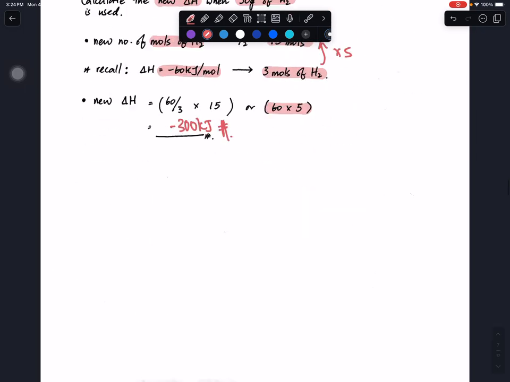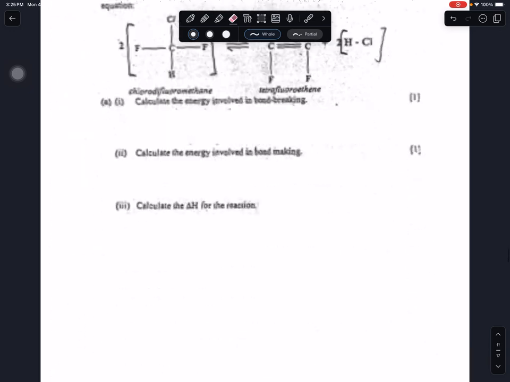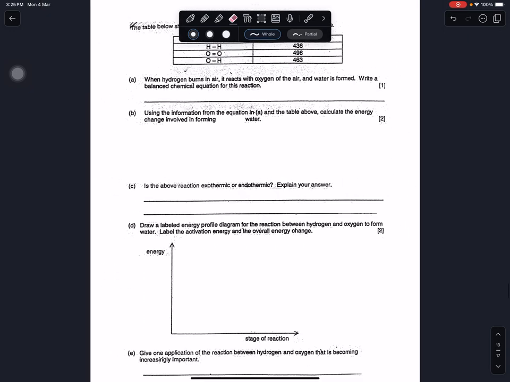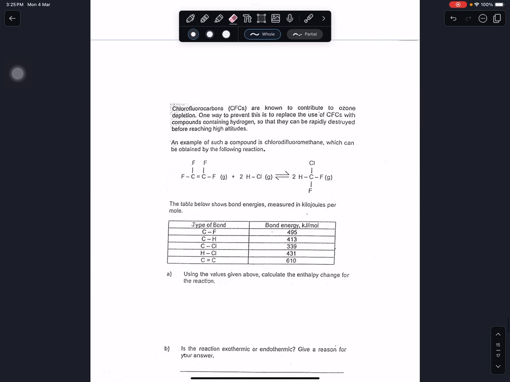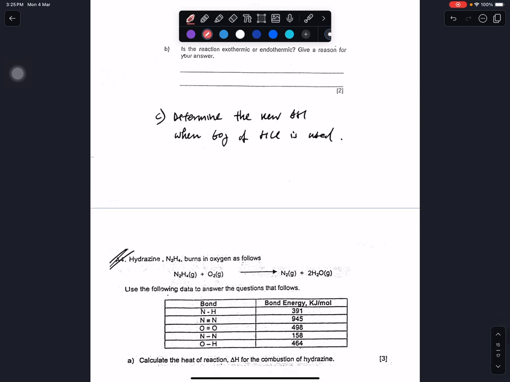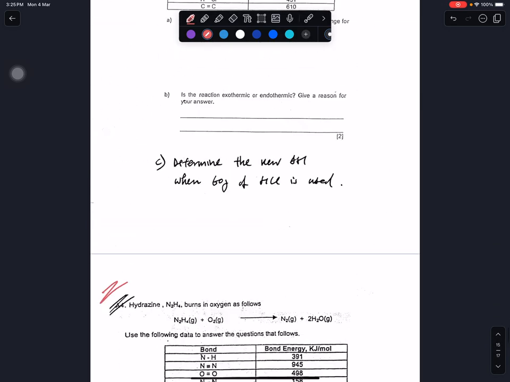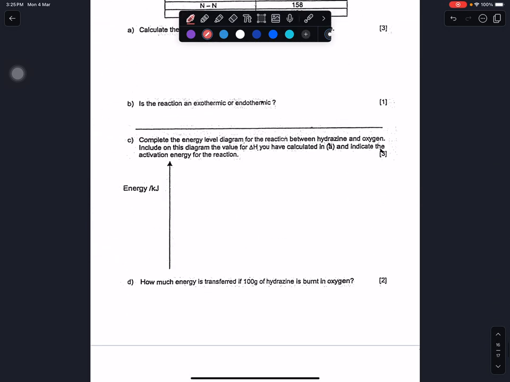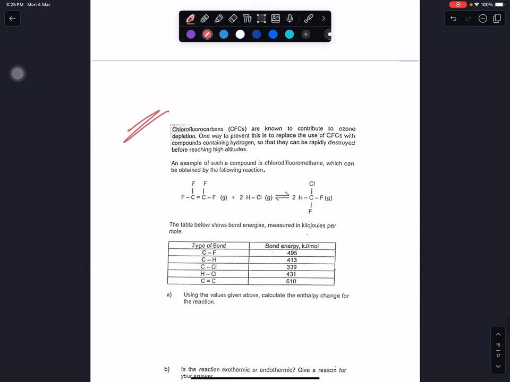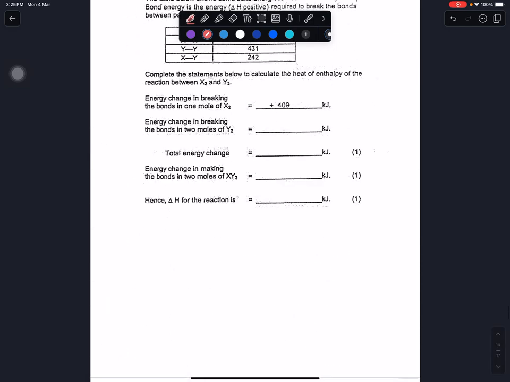So if you're okay, let me just direct you to more questions to try. I want you guys to try the question here on page 14, 15, here, 15 and 16. Okay? So once you guys are done with that, let me run through the last part with you guys.